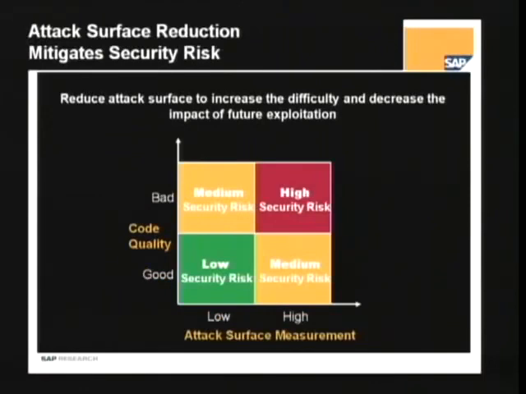So the ideal case is to have great code quality efforts and also attack surface measurement. And if our application is in the green, let's say, phase here, this means that we have a really low security risk associated with future vulnerabilities, because we did everything we could do during the code quality efforts. And plus, we also try to measure the attack surface and reduce it. Then we are probably more protected than we were in the past.